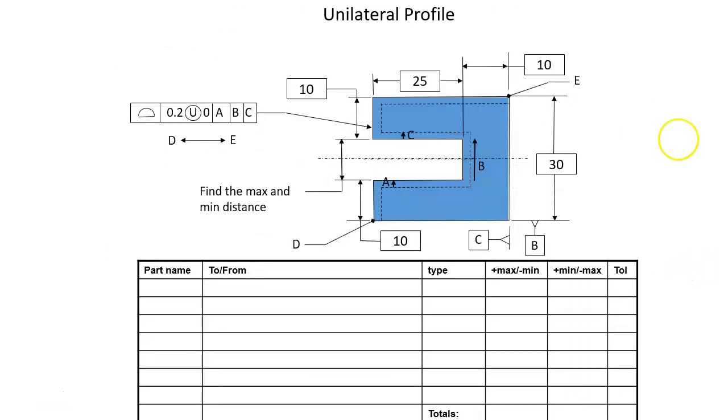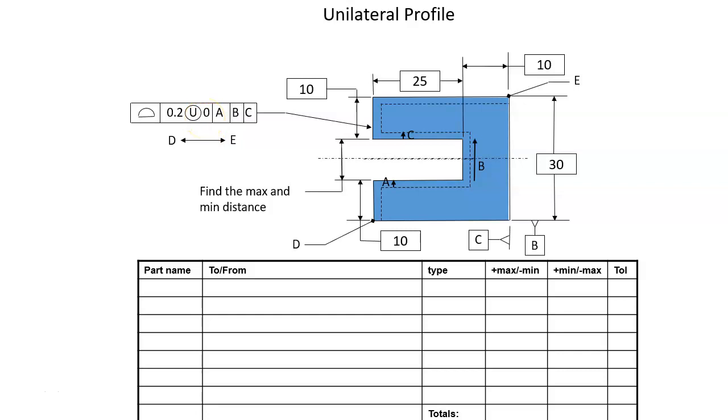Now let's look at a stack with a unilateral profile. Here we have our profile of a surface. It says we have a 0.2 wide tolerance zone, unequally disposed, with 0 of that tolerance zone outside the true profile. Therefore, the entire tolerance zone is inside the true profile.